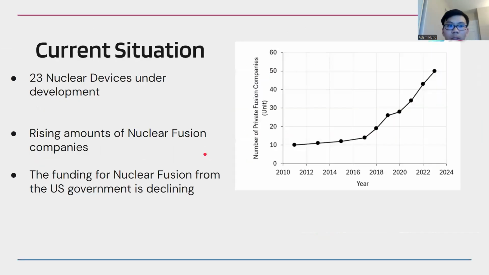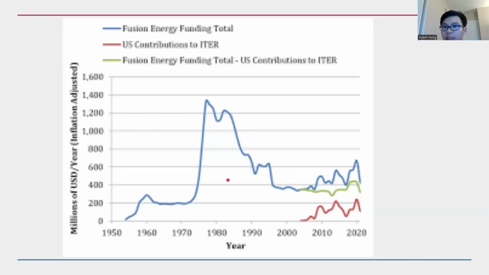So for the current situation, there are 23 nuclear devices under development. There's also a rising number of fusion companies around the world. As you can see here, within the last 14 years, the number of fusion companies increased fivefold, which is very good to see. The funding for nuclear fusion from the US government is declining, which is unfortunate. As you can see here, the current funding is only one half of the peak funding.